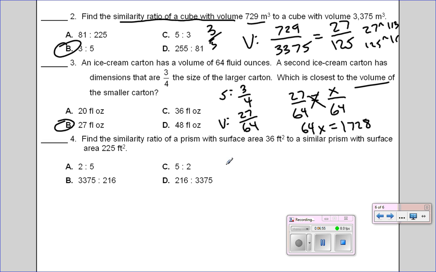Final last one. Find the similarity ratio of a prism with surface area 36 to a similar prism with surface area 225. So once again, since these are pretty big numbers, let's go ahead and type that in our calculator, hit math enter enter, and we get 4 over 25. Now this is the surface area ratio. I want the similarity ratio, so I just take the square root of everything, and I get 2 to 5.